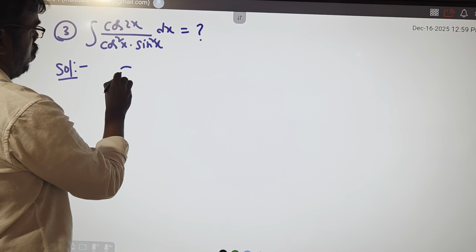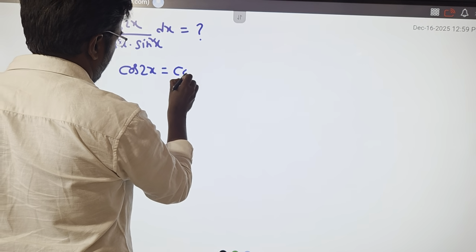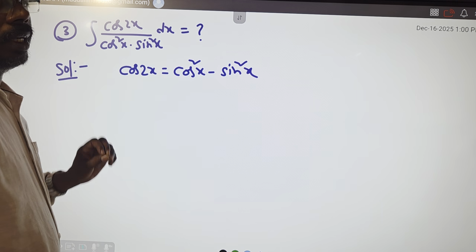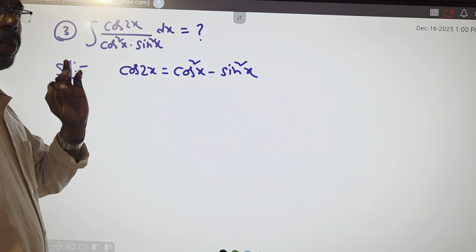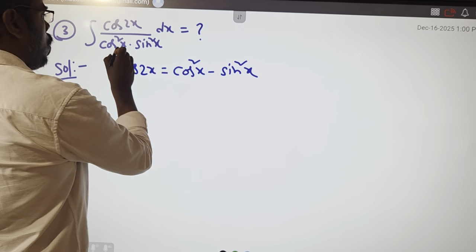Cos 2x is equal to cos square x minus sin square x. We can use this formula. Cos 2x is also equal to 2 cos square x minus 1, or 1 minus 2 sin square x. But here in the denominator we see the cos square x and sin square x terms, so immediately we can use this formula. That is the best solution for this kind of problem.